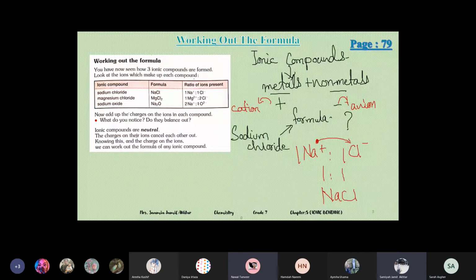So in simple cases, you have to write the ratio of the two ions. Like now, magnesium chloride next. Any question, beta?